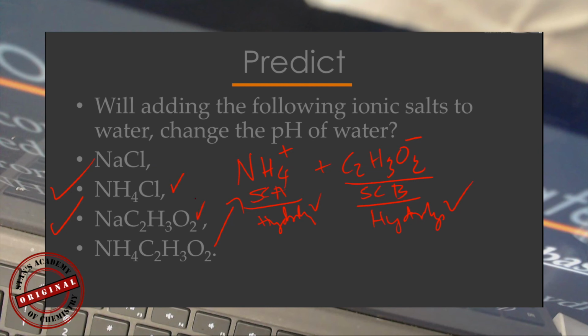In ammonium chloride, the pH went down. In sodium acetate, the pH went up. So we have ammonium ions, which can cause the pH to go down. We have acetate ions, which can cause the pH to go up. The question is, will the solution finally be acidic or basic?